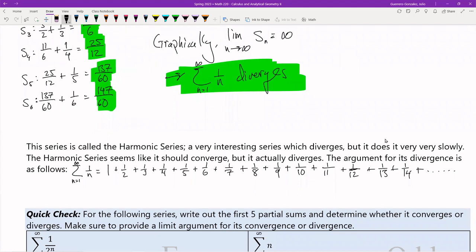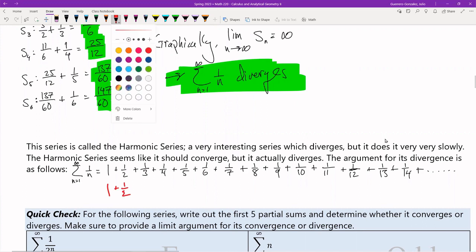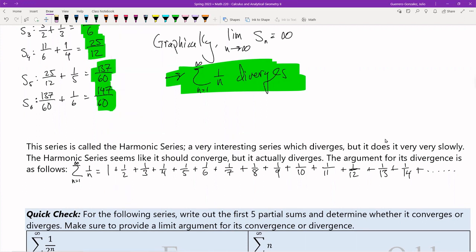Okay, so here's the proof that most everybody likes. Let me write this 1/3 a little nicer. Here's the proof that everybody likes. It's the most accessible to everybody. I'm going to start highlighting and try to group some of these terms. So this is going to be 1 plus 1/2. Let me make it smaller, there we go. So this is 1 plus 1/2.